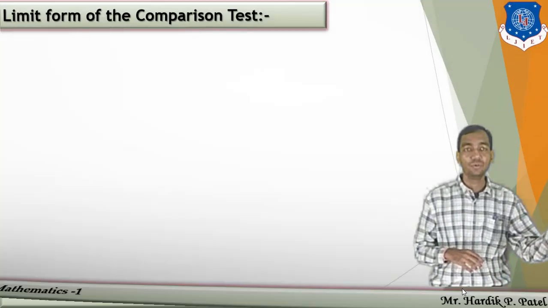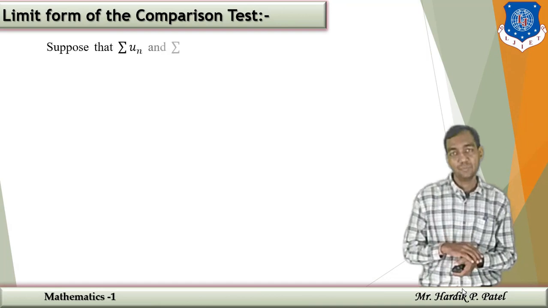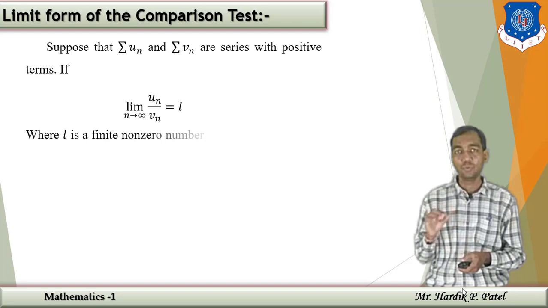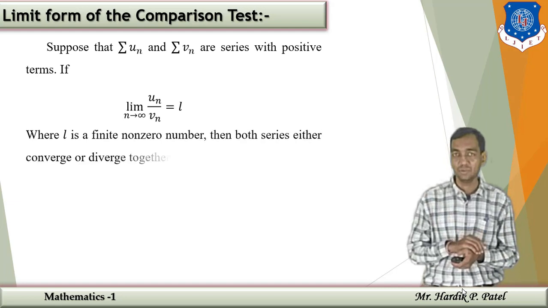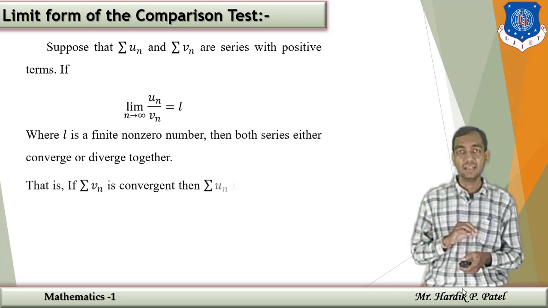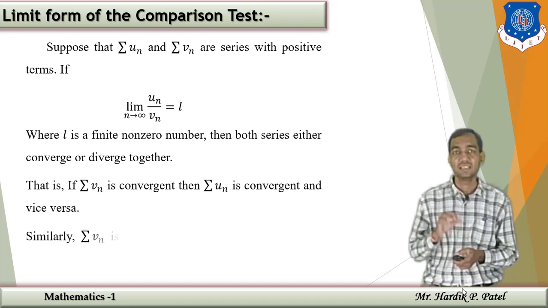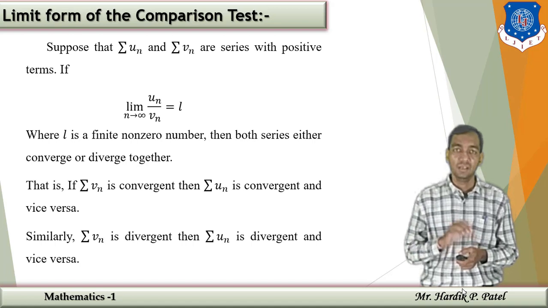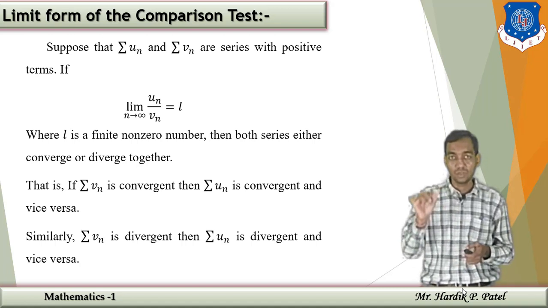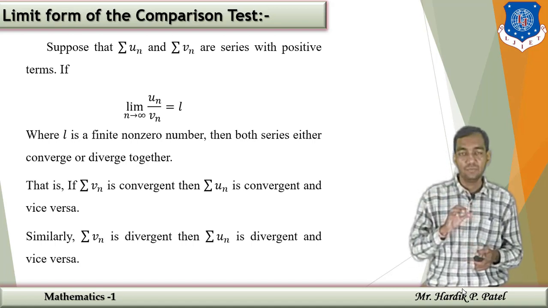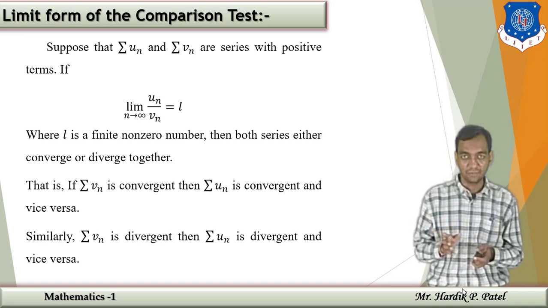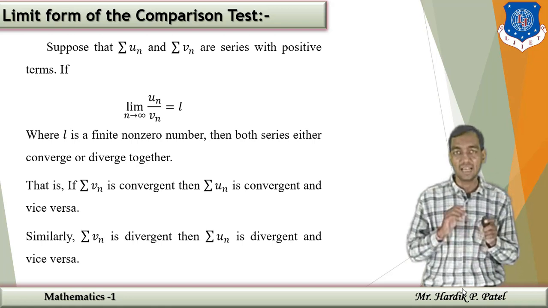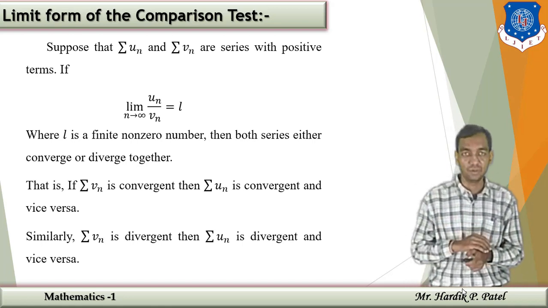Now we are going on to the limit form of the comparison test. Suppose sigma un and sigma vn are two series with positive terms, and the limit as n tends to infinity of un upon vn is equal to l, where l is any non-zero finite number. See, here it is necessary that it is non-zero and finite. For 0 you cannot say anything, and for infinite also you cannot say anything. That means l must be some non-zero finite number.